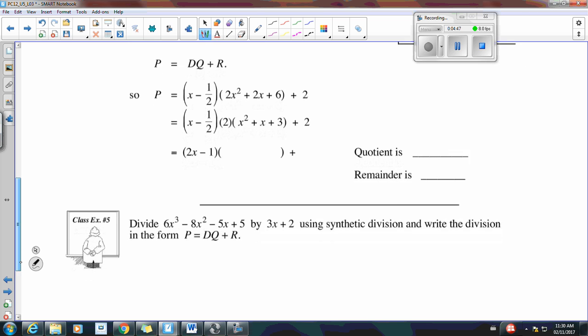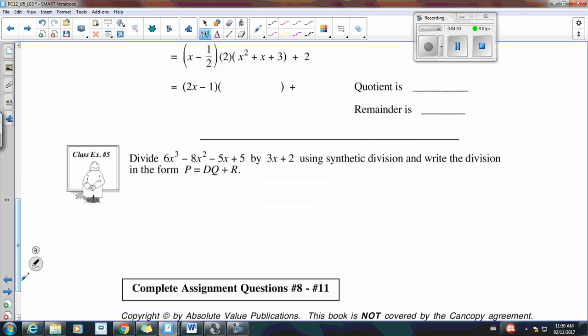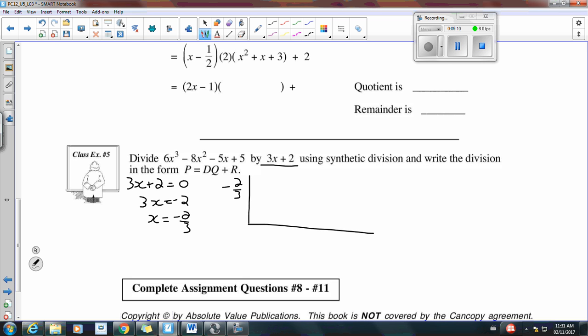So it gets a little bit trickier when we're dividing with a value in front of the x. The key is to remember we always use the 0 of the divisor. So if we're dividing by 3x plus 2, we first need to find the 0 of that, which is negative 2/3. So we can put negative 2/3 here, and then we put our coefficients in decreasing order. I don't need to add any zeros this time.